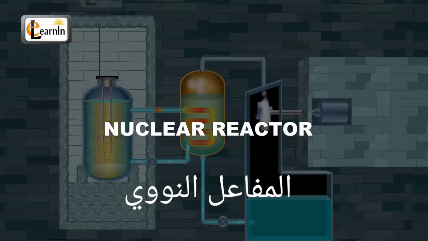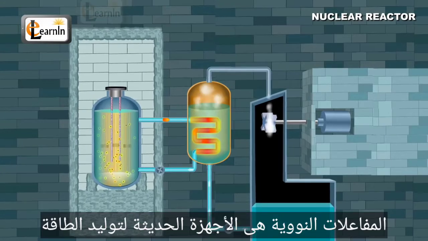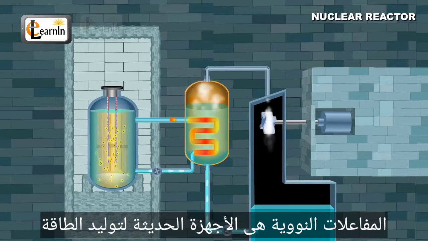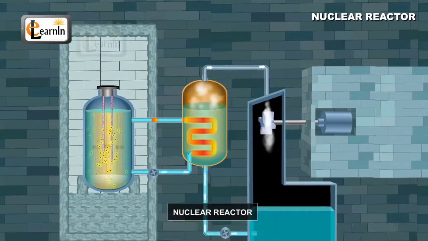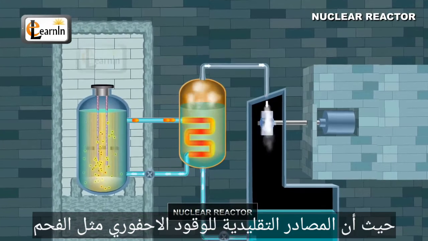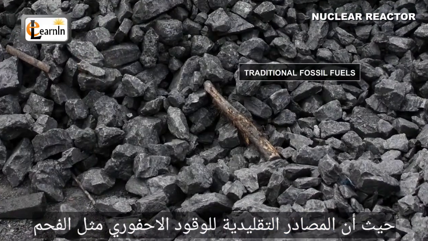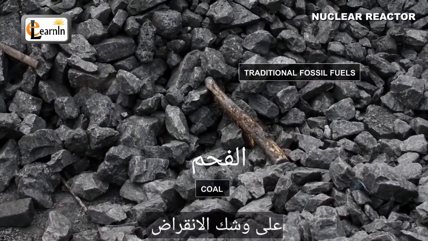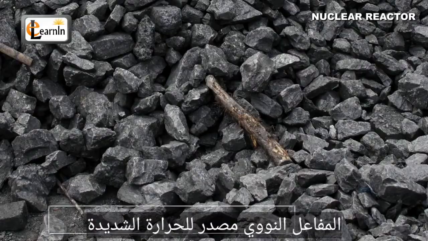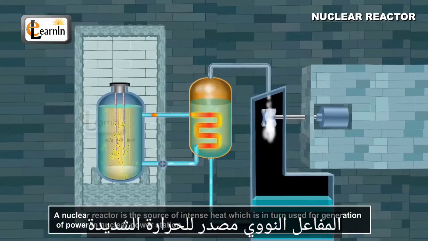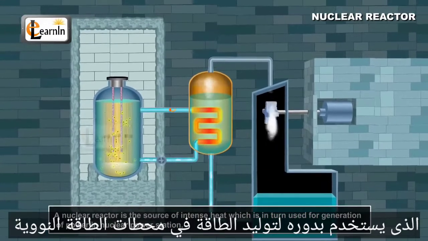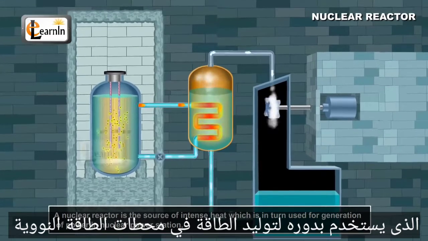Nuclear reactor. In this video, we're going to learn about the nuclear reactor. Nuclear reactors are the modern-day devices extensively used for power generation as the traditional fossil fuels, like coal, are at the breach of extinction. A nuclear reactor is the source of intense heat which is in turn used for generation of power in nuclear power stations.